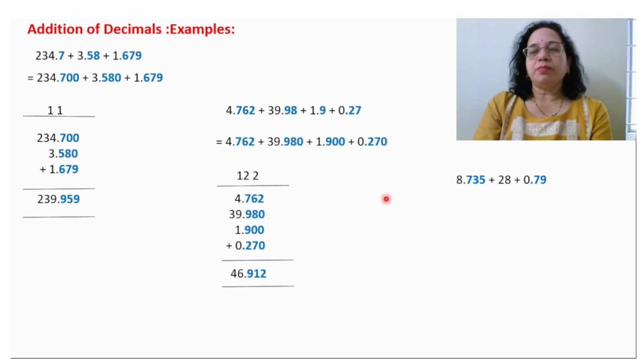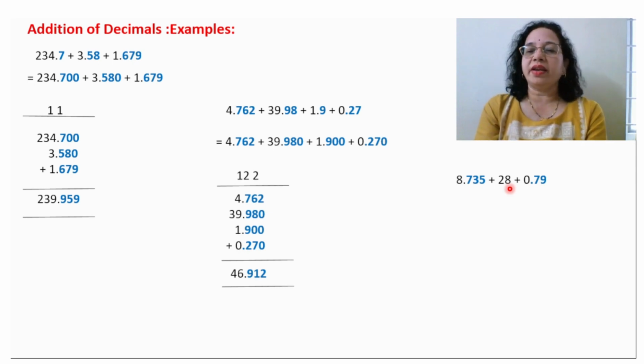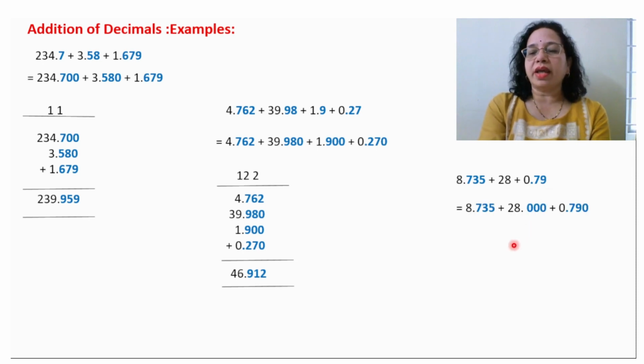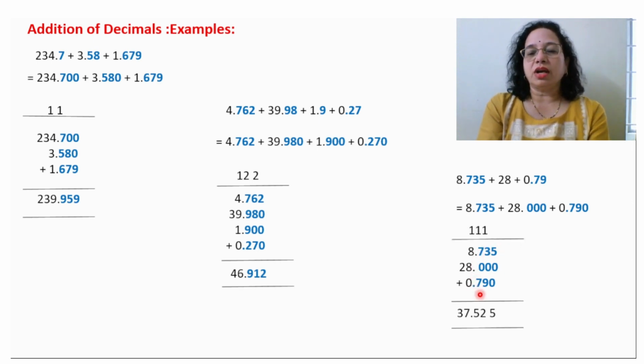Take one more example. Again here 3 decimal places, there is no decimal place, so we can assume that this is 28 point, and then we will add 3 zeros, and here we will add 1 zero to convert into like decimals. Arrange in vertical form. Again make sure decimal comes below decimal. Add this, your answer will be 37.525.